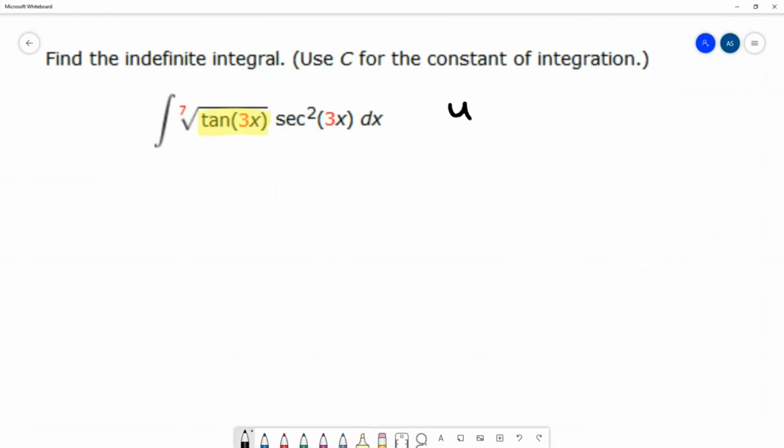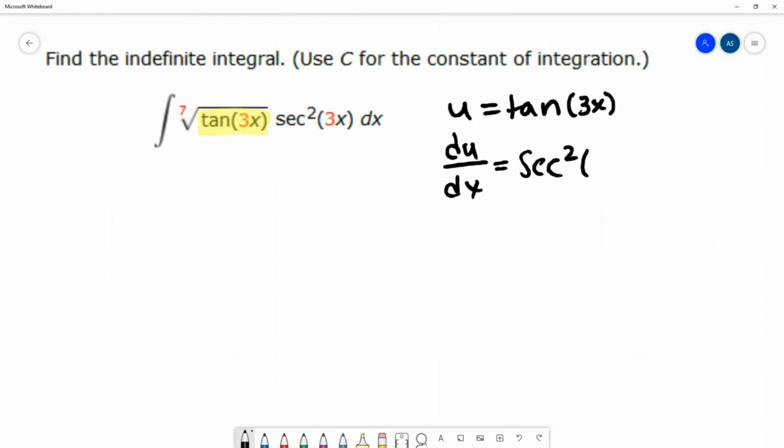And I'm doing that because it's generally suggested that you choose something that's inside, but you also want to look for something where you have the derivative. The derivative of tangent is secant squared. So the derivative of tangent 3x is secant squared 3x times 3. So we have that derivative right there, the secant squared 3x. So this is a good substitution to make.